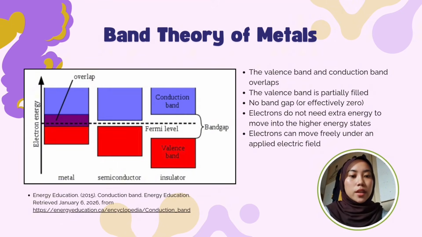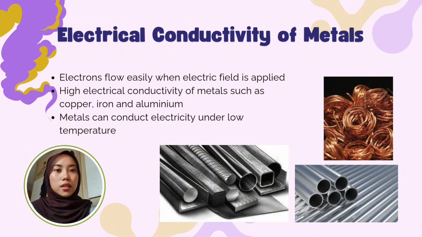In metals, the valence band and conduction band overlap, or the valence band is partially filled. Therefore, there is no band gap between them. Electrons do not need extra energy to move into higher energy states. As a result, electrons can move freely under an applied electric field. Since there are many free electrons available, electrons flow easily when an electric field is applied.